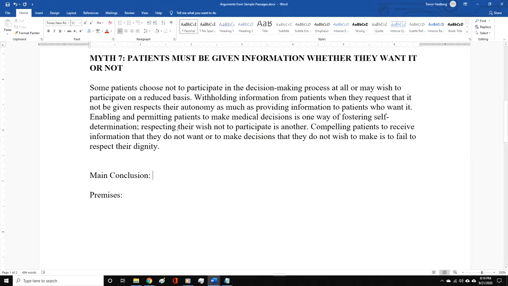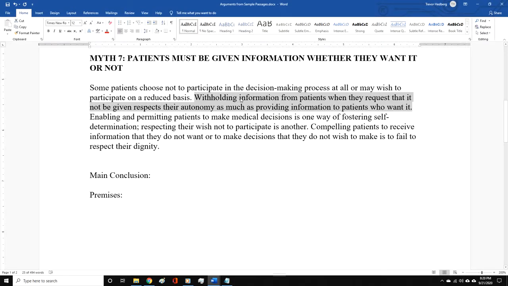Now, the objectives and the rules of the extraction process haven't changed. The first thing we want to do is figure out what the main conclusion is. And again, we can use the section title as a shortcut. We know they want to say that this view is false or something close to it. So when we scan this paragraph and look down the sentences, there's one sentence that clearly points toward this idea being false, and it's the second sentence in here. Withholding information from patients when they request that it not be given respects their autonomy as much as providing information to patients who want it.